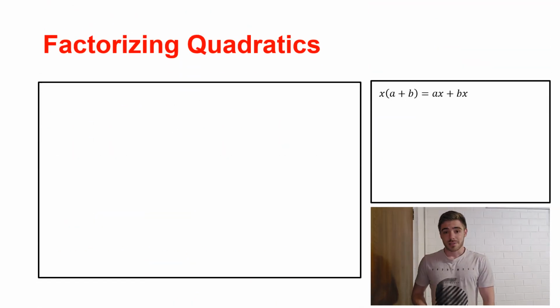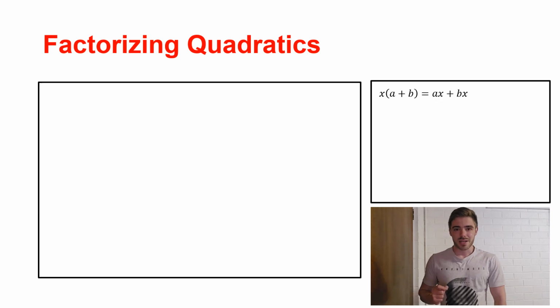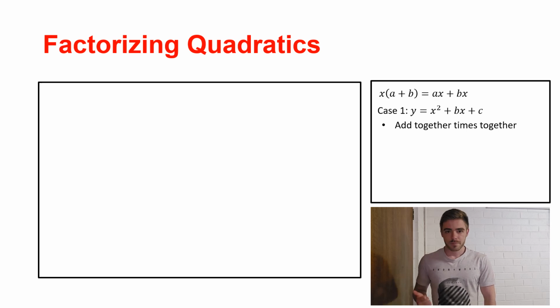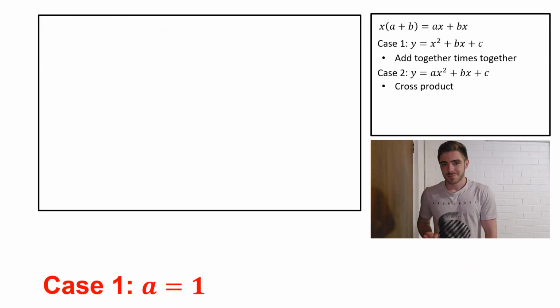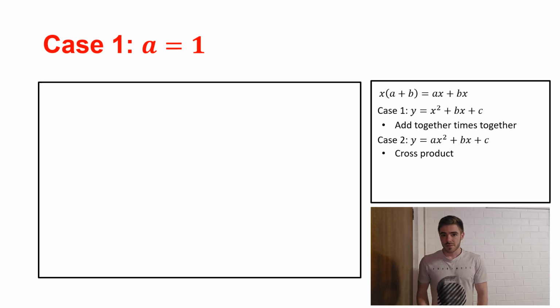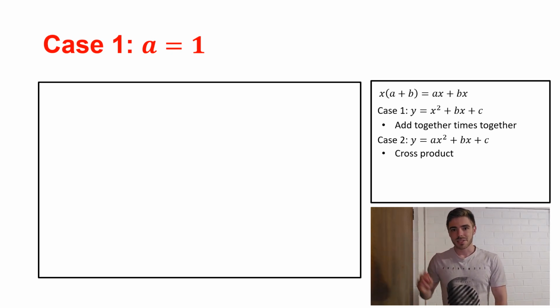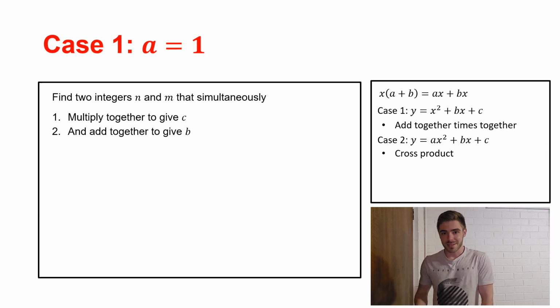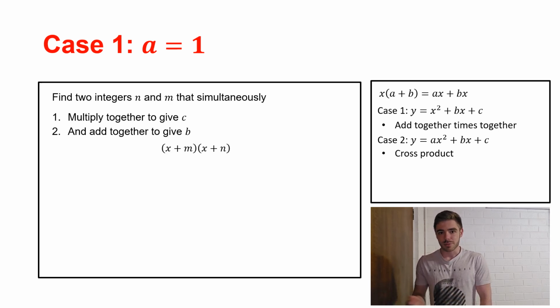Now, we're going to look at factorization methods that are specific to quadratics. There's only 2 cases you need to be familiar with. One where the leading coefficient is equal to 1, and the other where the leading coefficient is anything other than 1. If you have the first scenario, then you're going to use an add together times together method, which just means you're looking for 2 numbers that multiply together to give the c value, and also add together to give the b value. Once you have those 2 numbers, you arrange them in a factorized form as below.